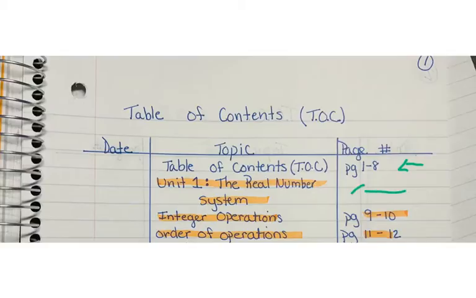We have the real number system. We reviewed integer operations, so that should be around page 9 through 10. And then today we are going to be doing order of operations. So this is what you should be filling in right now. But if you don't have the others filled in, then please make sure you are adding the date.